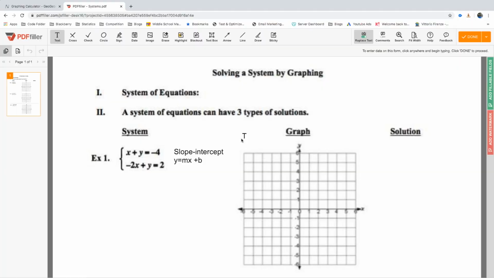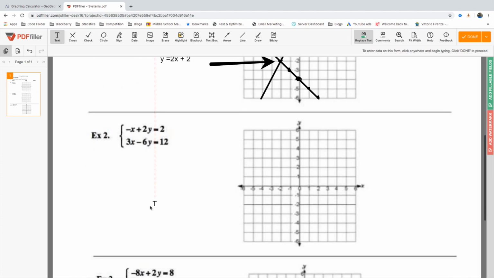Okay, so we're getting ready to jump into a couple of examples where you all get a chance to see what it looks like when you solve a system using the graphing method. I have these two equations which are currently in standard form. I've got negative x plus 2y equals 2, and then I have 3x minus 6y equals 12. Remember, I want both of these equations in slope-intercept form in order to graph them, so I'm going to have to move some things around.